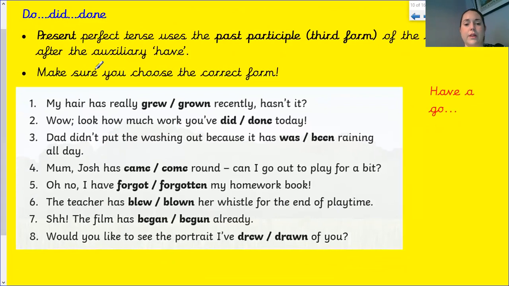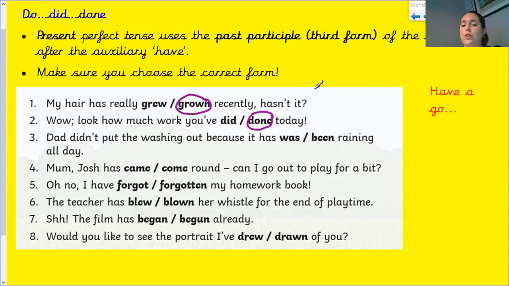Okay. We now need to choose the correct form in these sentences. So my hair has grew, or my hair has grown recently, which do you think is the correct past participle, the third person past form? Grew or grown? My hair has grown recently, hasn't it? Wow, look how much work you've did or you've done today. Which is the correct one? You've did or you've done? The correct one is done. Look how much work you've done today.